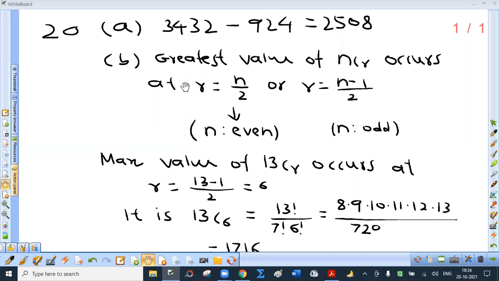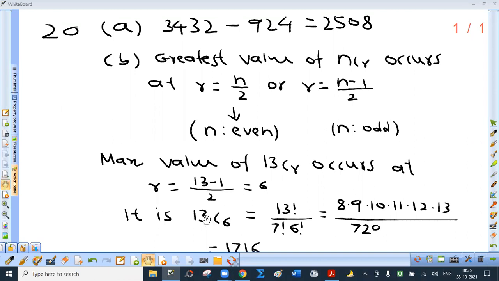But if n is odd, then it occurs at r equal to (n minus 1) upon 2 or (n plus 1) upon 2, same thing. Now, what is the maximum value of 13Cr? It will occur at r equal to what? 13 minus 1 by 2, that is 6. You may ask, what about 13 plus 1 upon 2? Yes, you can say r equal to 7 also.